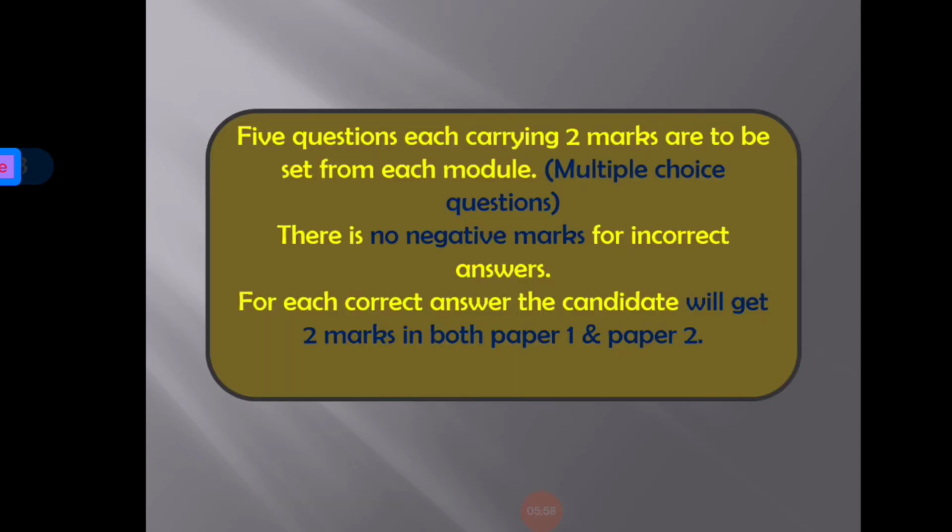Okay, so before going to the paper 2, we have some information for all of you. So we have already told that there are 150 questions, each carrying 2 marks. All questions are multiple choice questions or MCQs, and in this exam there is no negative marking for an incorrect answer. So for each correct answer, the candidate will get 2 marks in both paper 1 and paper 2. Okay, so now move on to the next.